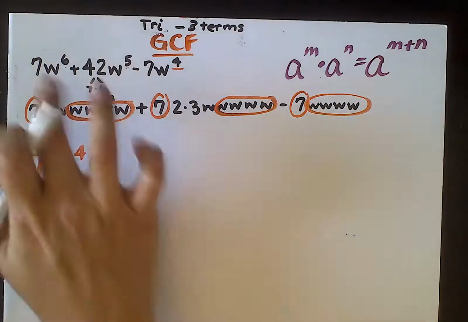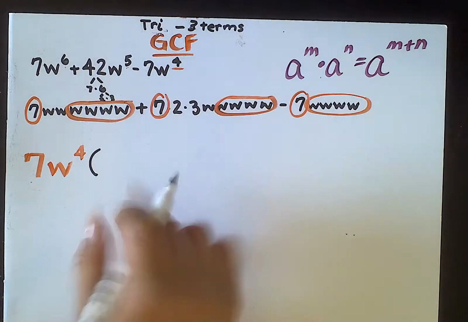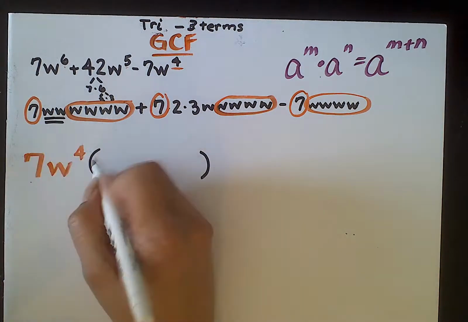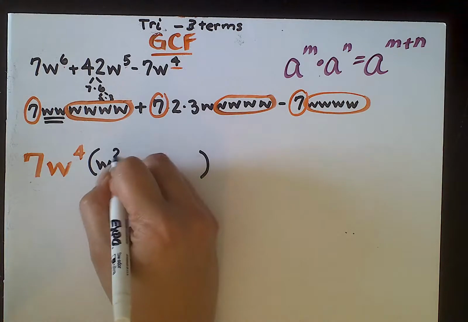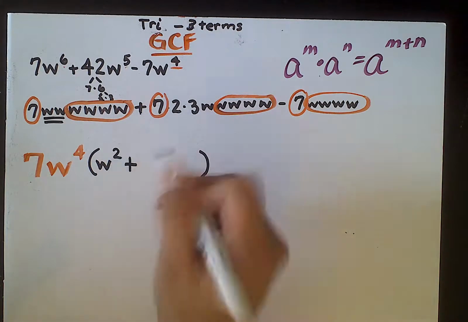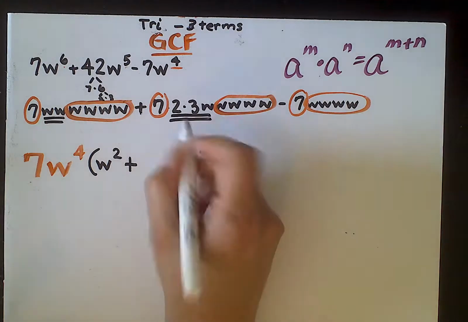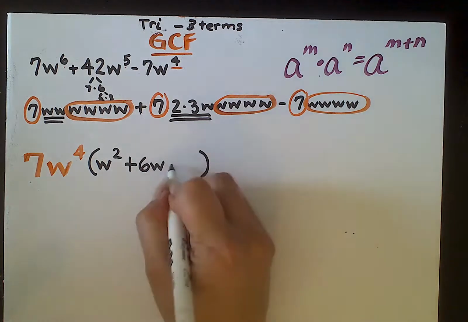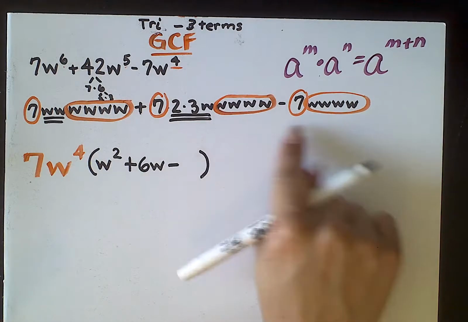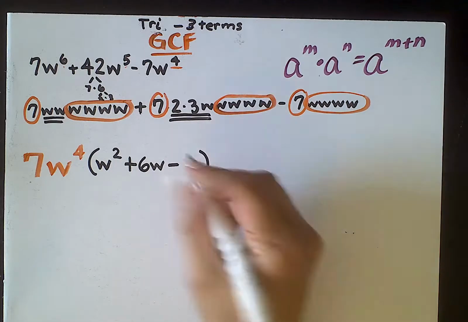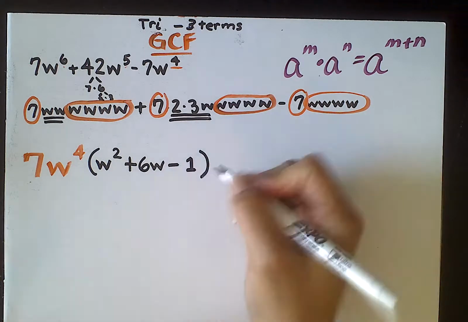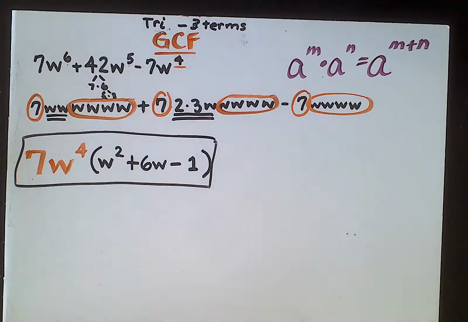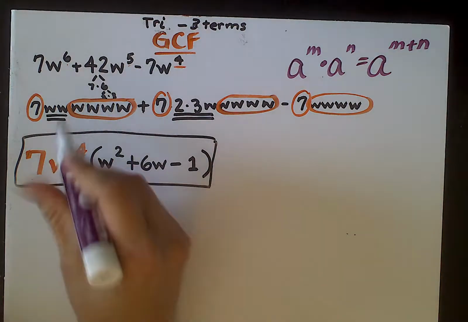Now, I have a trinomial, so I should have 3 terms inside of my parentheses. My first term should be w times w, which is w squared, plus 2 times 3 is 6, and then I just have 1 w left, minus 1. Remember, if everything is circled, you have to put down a 1. The reason you must put down a 1 is because this is going to give you back your exact same problem if you were to distribute.